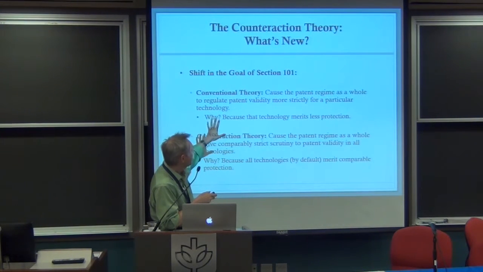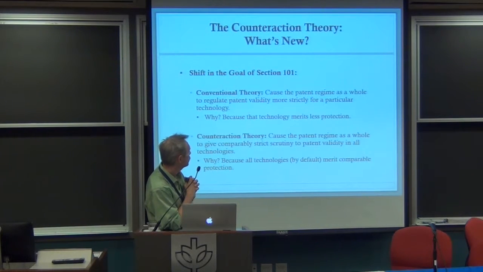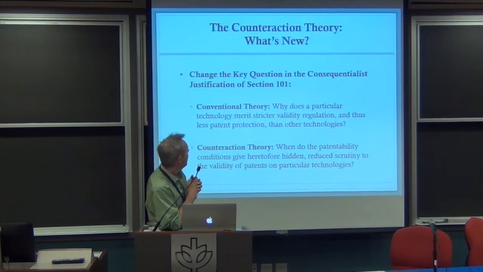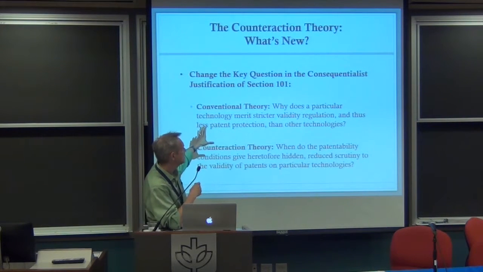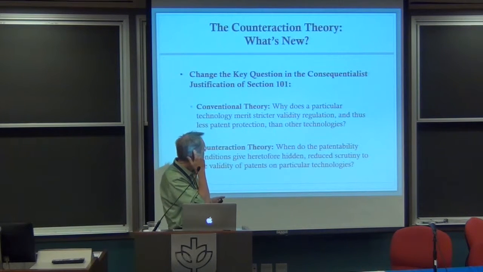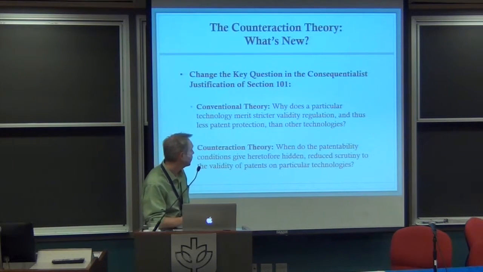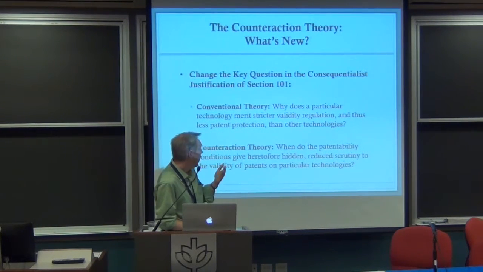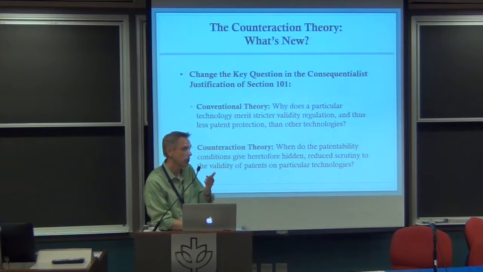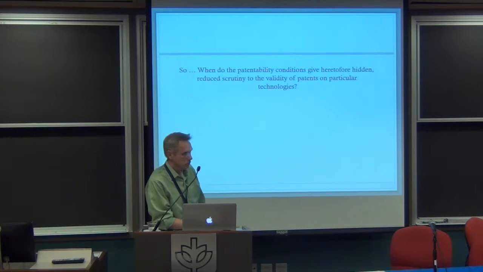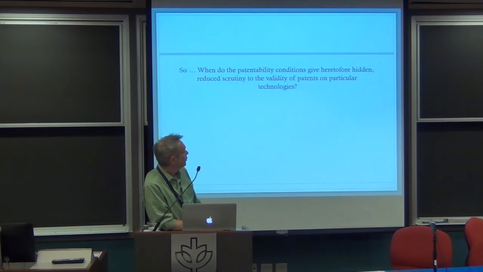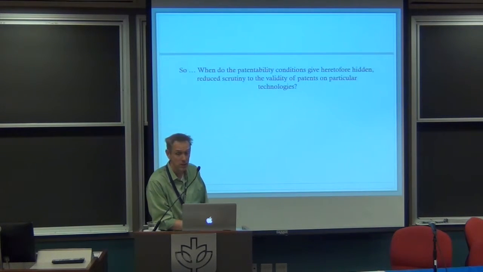So in this counteraction theory, we're changing the goal of Section 101. We're no longer saying there has to be stricter regulation in a particular technology. Rather, we're trying to get comparably strict scrutiny in all different technologies. And we therefore change the key question in normative justification. Usually we scratch our heads and say, why does a particular technology merit stricter scrutiny or less patent protection? Here instead, I'm going to be asking a question: when do the patentability conditions give rise to heretofore hidden reduced scrutiny on the validity of particular technology? Okay, so why do the patentability conditions give heretofore hidden reduced scrutiny on the validity of patents in particular technologies?